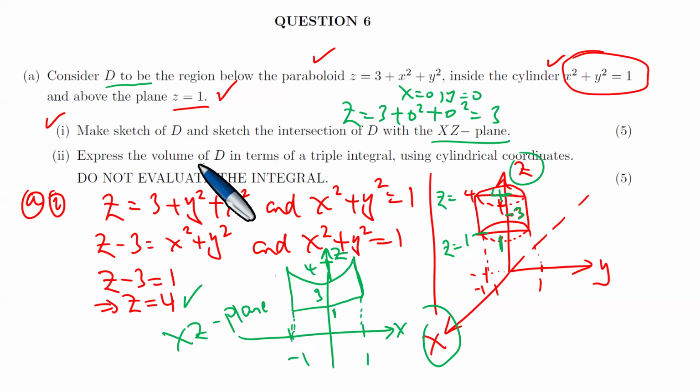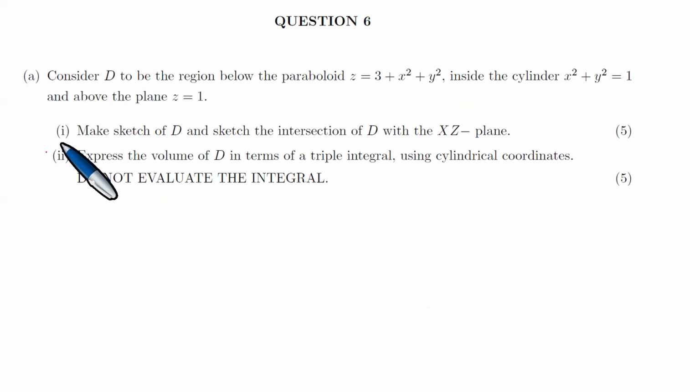Express the volume of D in terms of a triple integral using cylindrical coordinates, but do not evaluate the integral. Let's look at the second part. We need to express the volume of D in terms of a triple integral using what we call cylindrical coordinates. Cylindrical coordinates are x, y, z with r and theta. You change the x, y, z to r, theta, z.